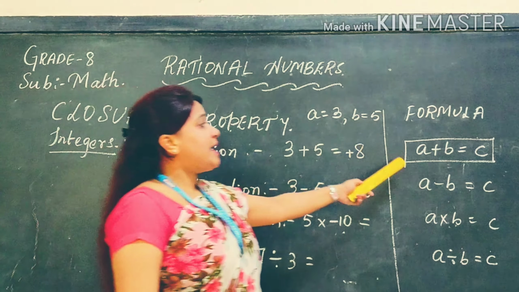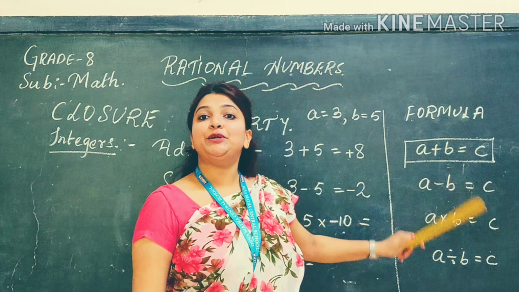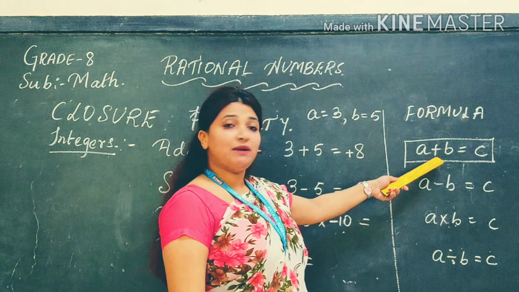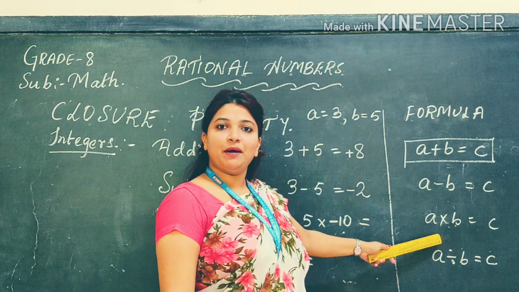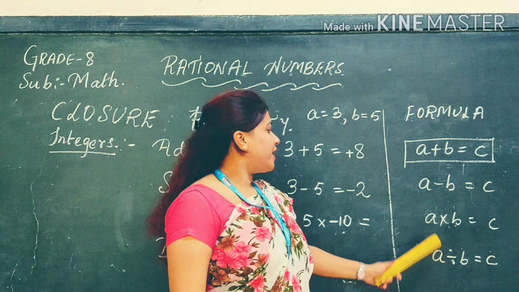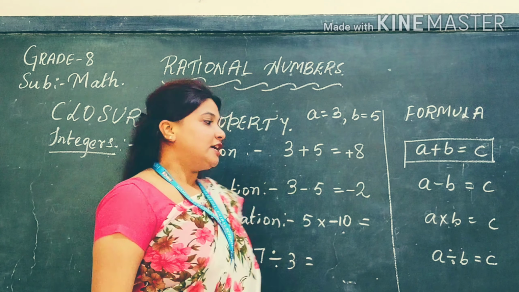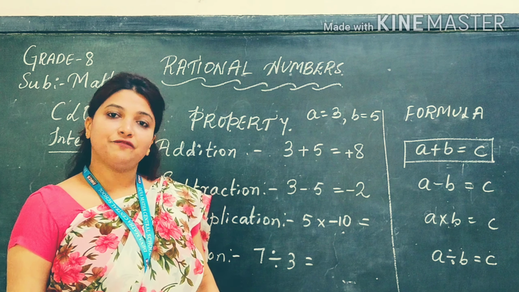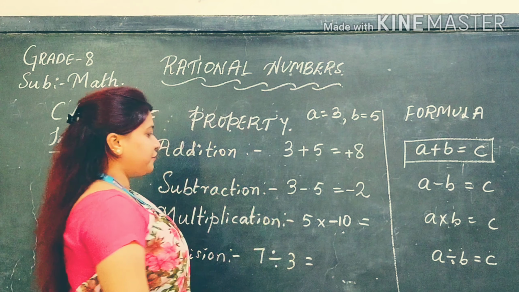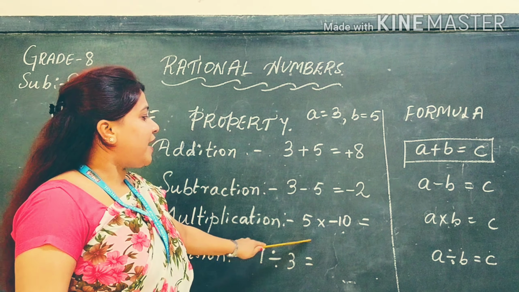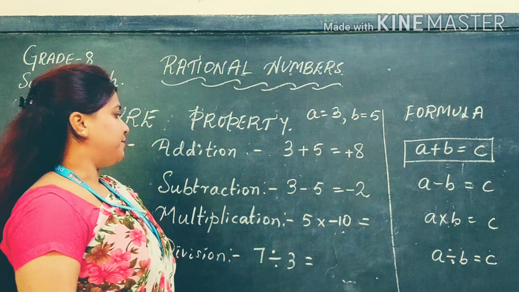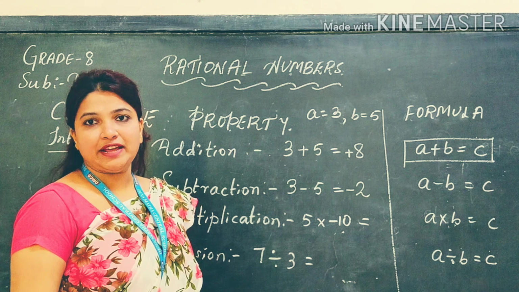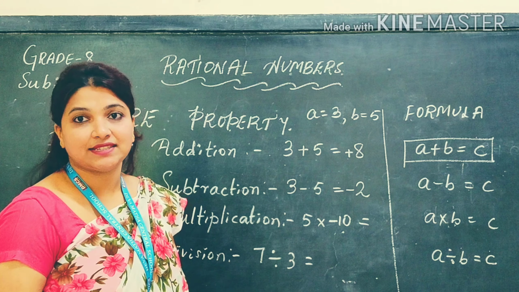Now instead of A plus B, I will put A into B, because it is multiplication. The plus sign becomes the multiplication sign. So A into B is equal to C. A is 3 and B is 5. So 3 into 5, 3 fives are 15. Oh, I have taken a different example. So 5 into minus 10. 5 is an integer, minus 10 is also an integer. So 5 tens are 50 and put a negative sign.